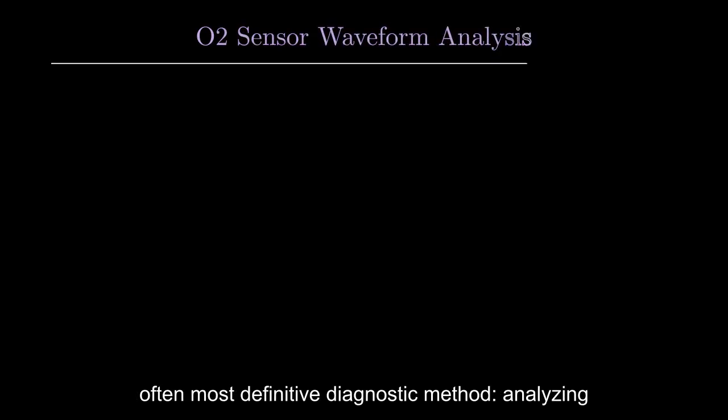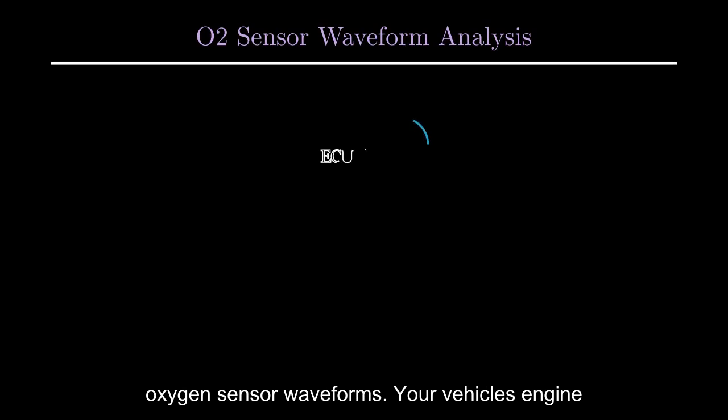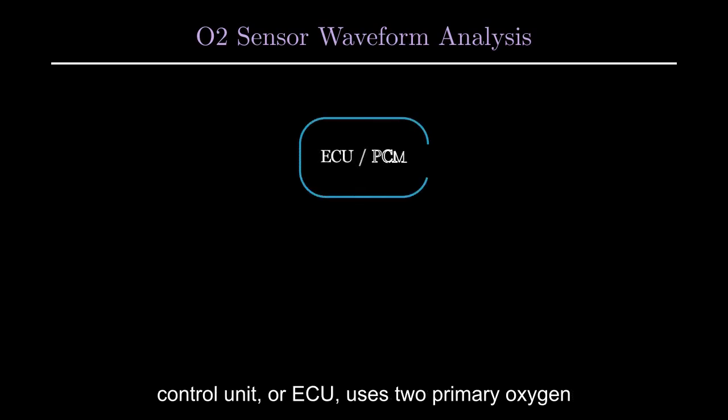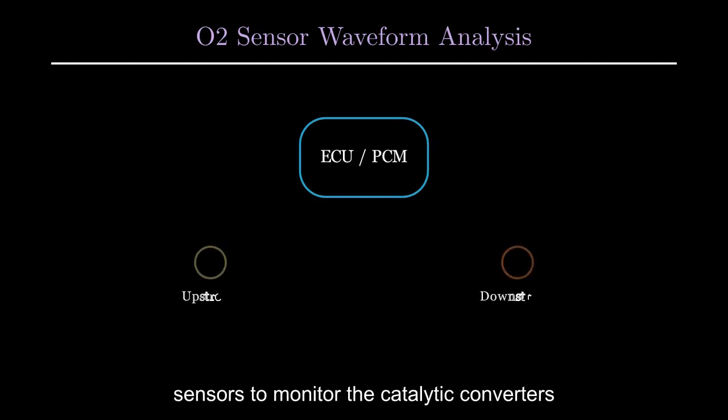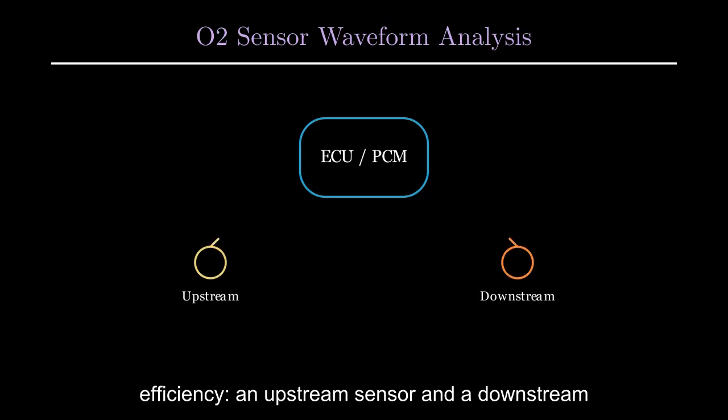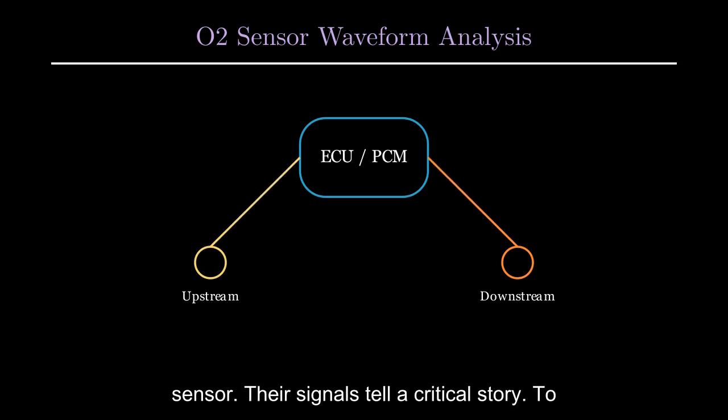Now let's move to the most advanced and often most definitive diagnostic method: analyzing oxygen sensor waveforms. Your vehicle's engine control unit, or ECU, uses two primary oxygen sensors to monitor the catalytic converter's efficiency: an upstream sensor and a downstream sensor. Their signals tell a critical story.